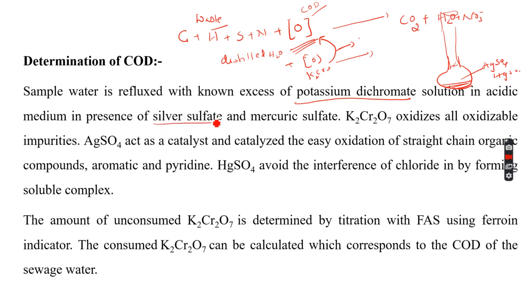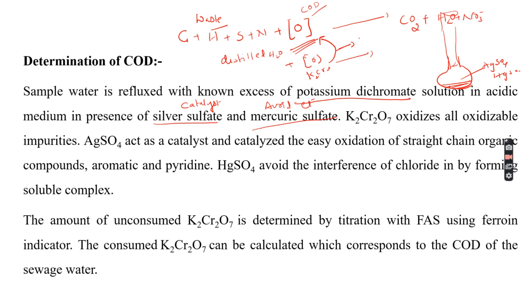The silver sulfate acts as a catalyst, and mercuric sulfate avoids the interference of chloride ions. Otherwise, the chloride ion combines with the added silver sulfate and prevents the activity. Silver chloride is not a catalyst; only silver sulfate acts as a catalyst. So silver sulfate helps the easy oxidation of straight-chain organic compounds, pyridine, and even aromatic compounds, while the mercuric sulfate avoids the interference of chloride ion.